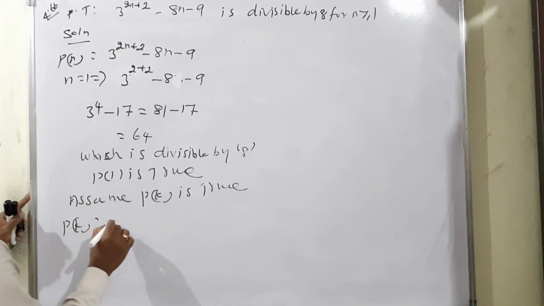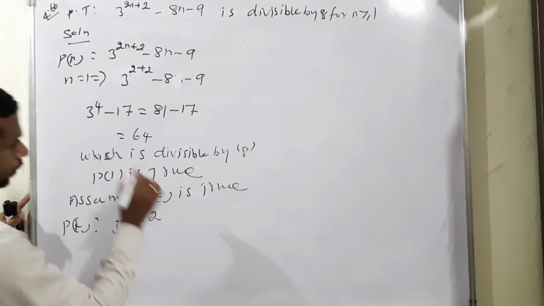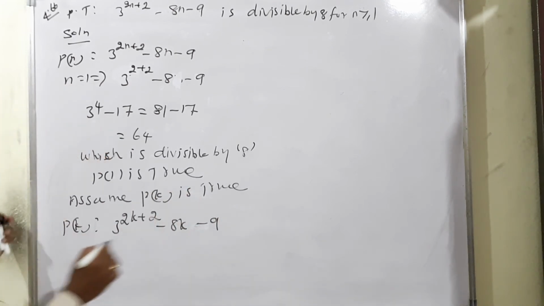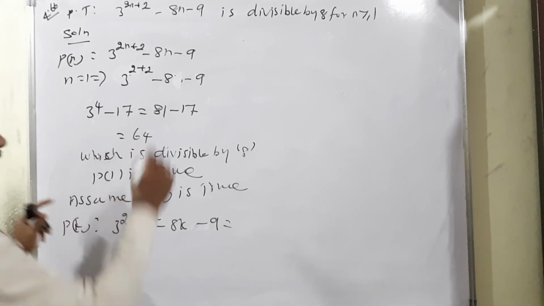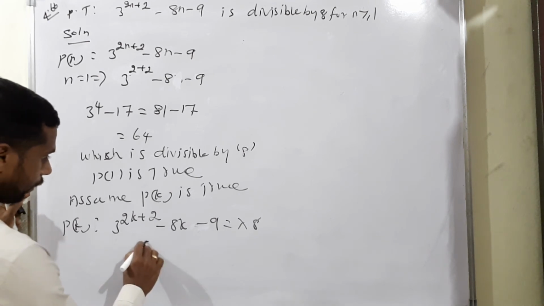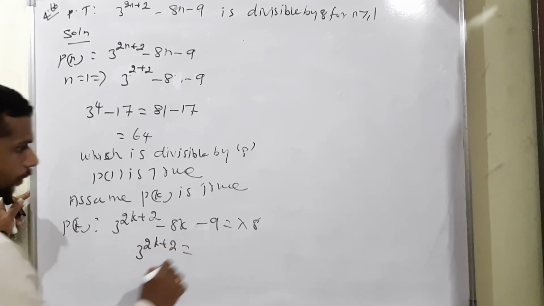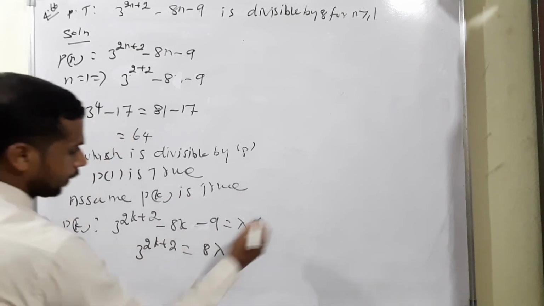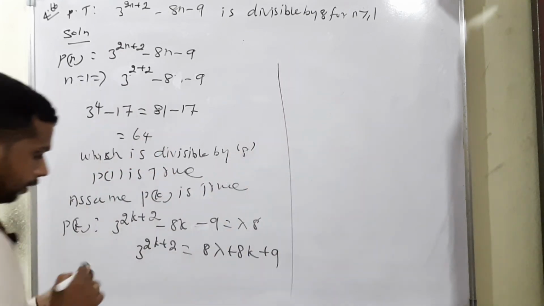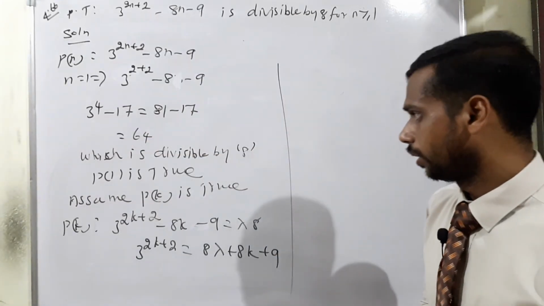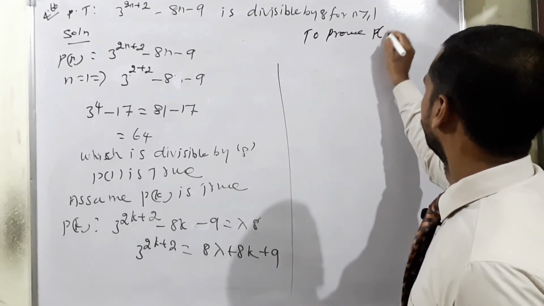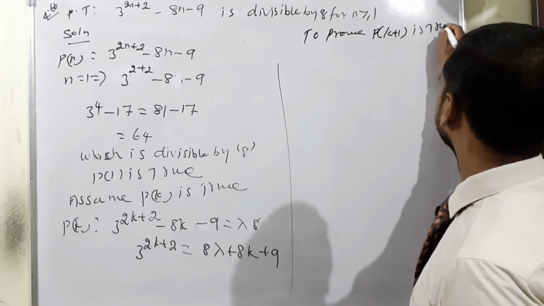P of k is 3 to the power 2k plus 2 minus 8k minus 9, which is divisible by 8, isn't it? So, some lambda into 8. Now, 3 to the power 2k plus 2 is equal to 8 lambda minus 8k, bring to the opposite side, positive 8k, minus 9, bring to the opposite side, positive 9. Then next one, to prove P of k plus 1 is true.